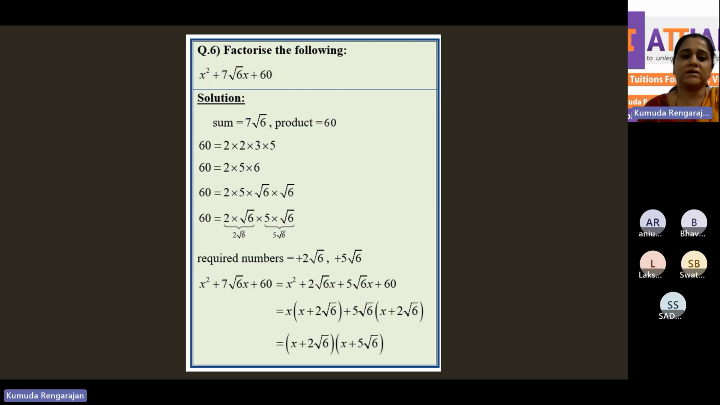How will you add them and get 7 root 6? You can add only like surds, no? You can add or subtract only like surds, like 3 root 6, 5 root 6. You cannot add or subtract 5 root 3 and 3 root 7. They're unlike surds. Both the numbers must have root 6 in it. Only then you can add or subtract them. They must be like surds.